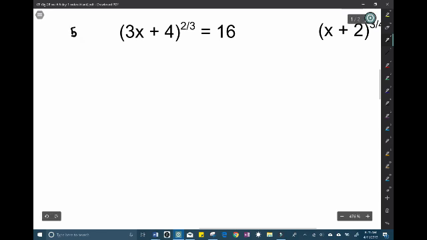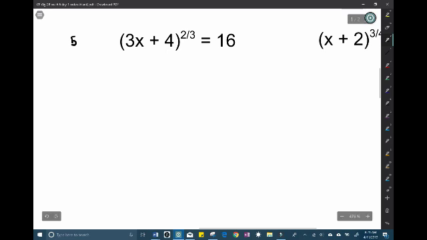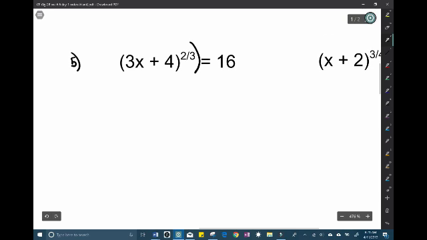Okay. The way you want to do this one is actually we're going to raise it to the reciprocal power. All right. We're going to raise it instead to the 3 halves. If you were to think of this as really it is the cubic root of 3x plus 4 squared, raising it to the 3 halves would also take care of it. So we'll raise each side to the 3 halves. That's just the reciprocal of the fraction. That's going to leave us with just 3x plus 4.